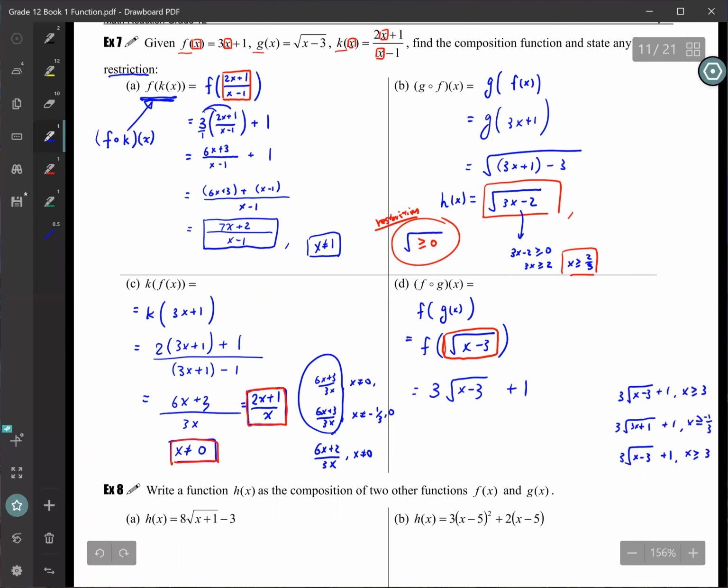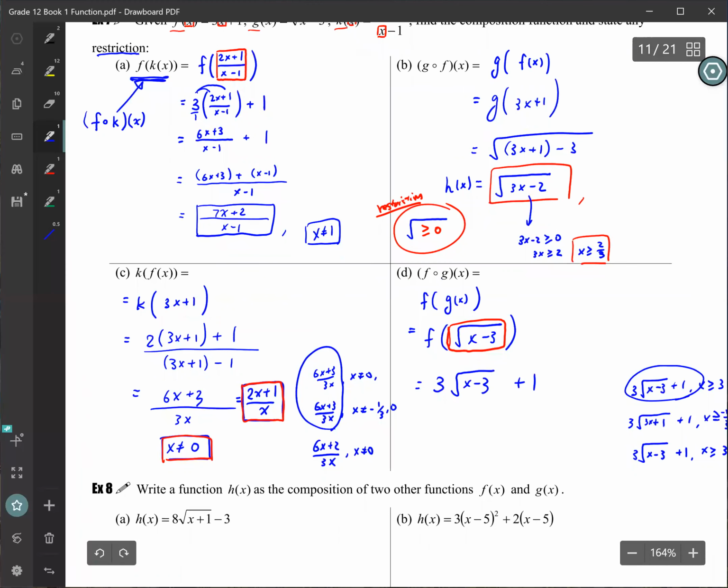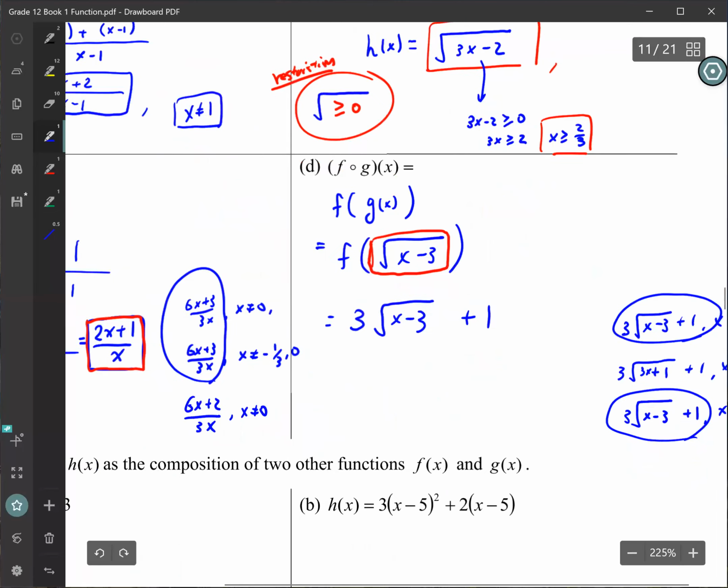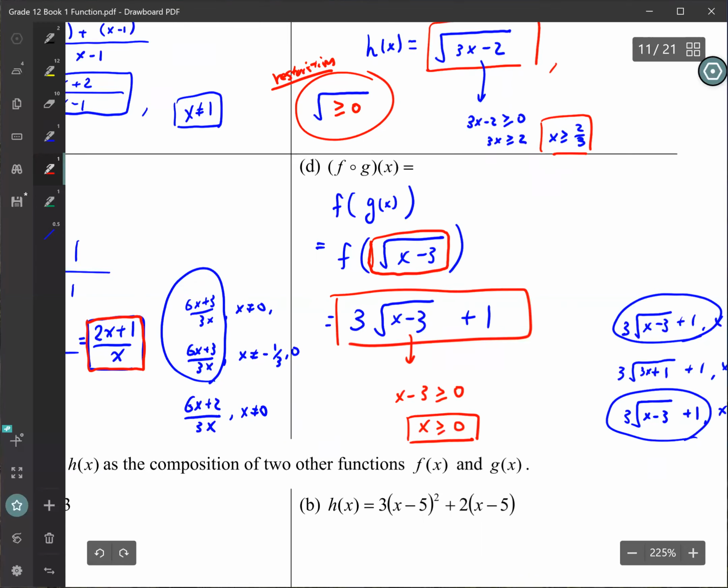Okay, so it should be either the first one or the last one. So make sure you won't have the 3x anymore on the inside. The inside just stays as x minus 3. And then finally, if I want to find the restriction, you look at the very inside. x minus 3 must be greater or equal to 0. So isolate x, greater or equal to 3, right? So these are your final answer.